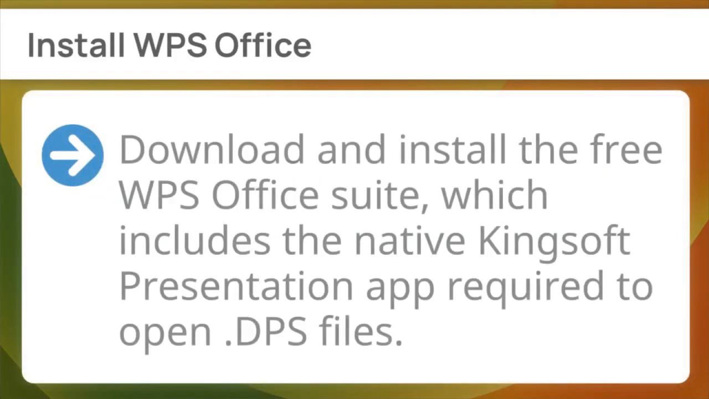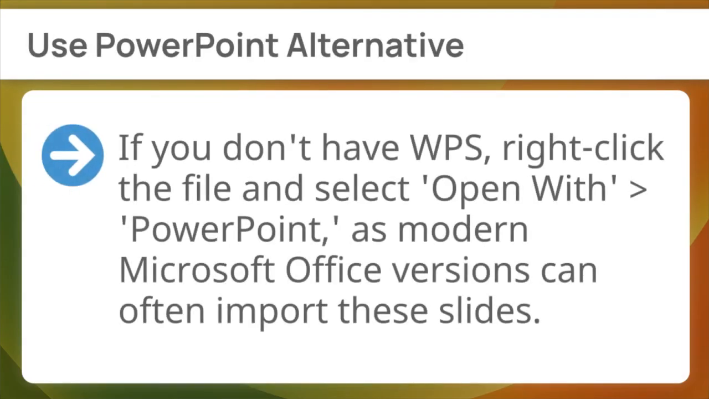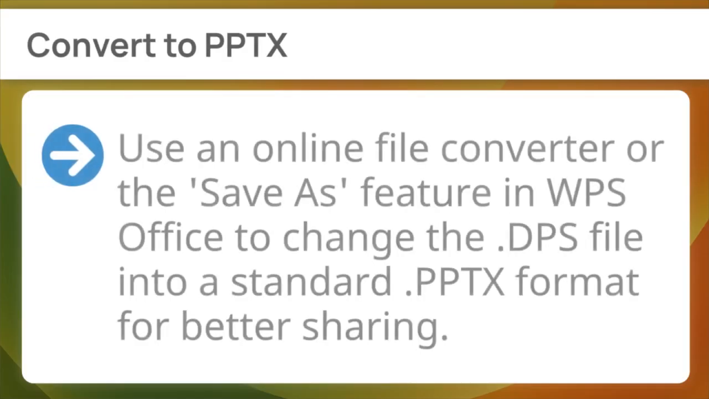First, install WPS Office. Download and install the free WPS Office suite, which includes the native Kingsoft Presentation app required to open .dps files. Next, use PowerPoint Alternative. If you don't have WPS, right-click the file and select Open With PowerPoint, as modern Microsoft Office versions can often import these slides. Finally, convert to PPTX. Use an online file converter or the Save As feature in WPS Office to change the .dps file into a standard .pptx format for better sharing.